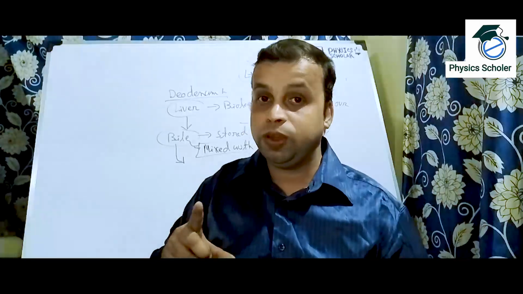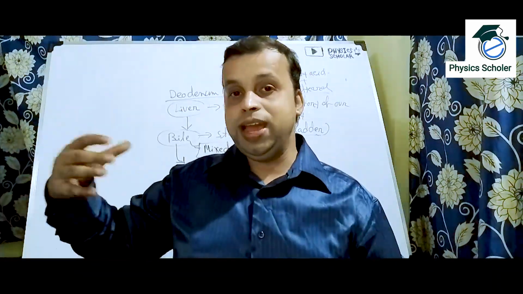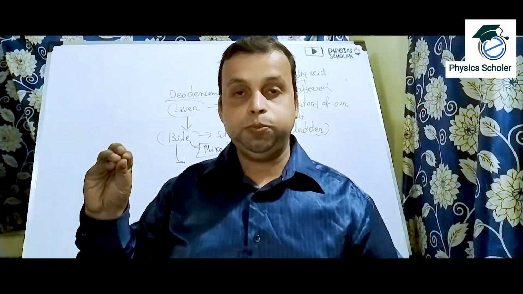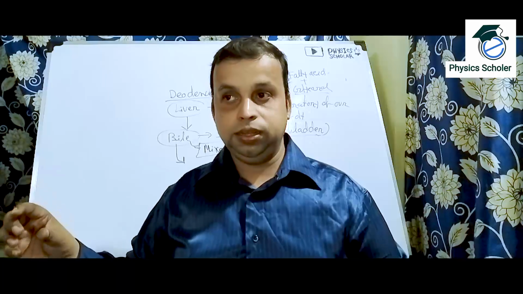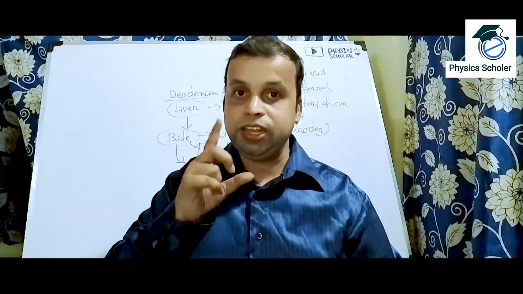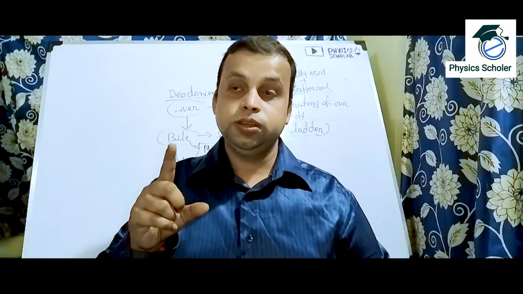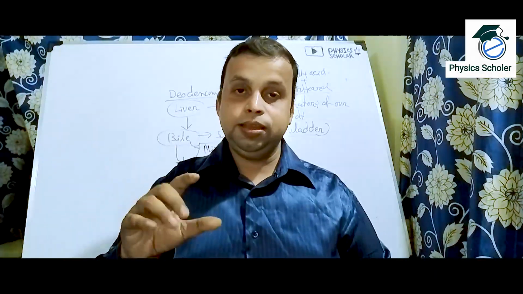So from where is the bile secreted? The bile is secreted from our liver, and it is stored temporarily in our gallbladder. When it is mixed with the food, the first function is to make the food a little bit alkaline after neutralizing the acidic food.